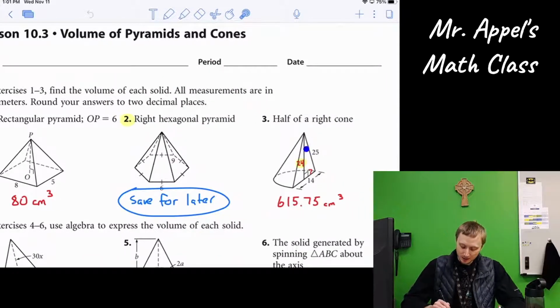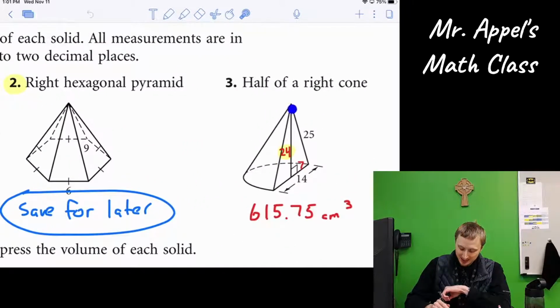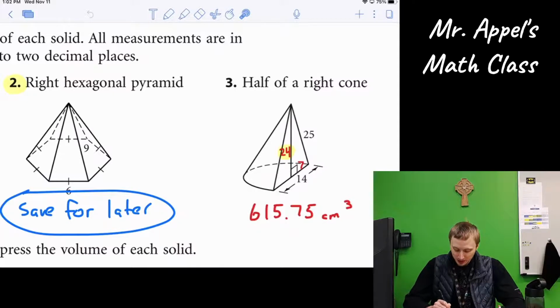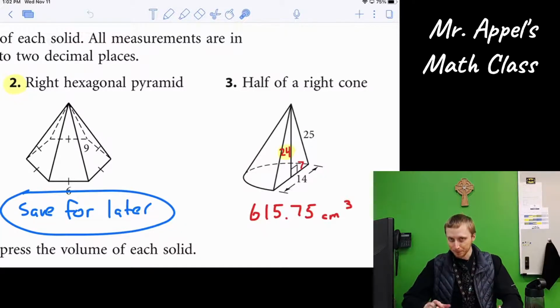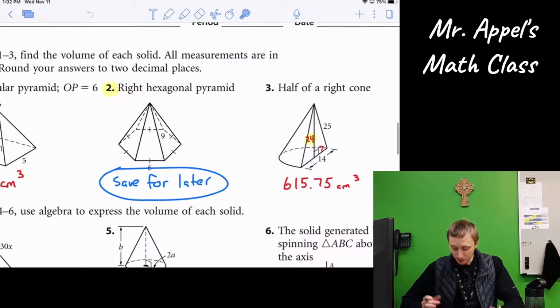3, this is half of a cone, which wouldn't be too bad in and of itself, except they gave you the slant height, not the actual height. So once again, Pythagorean Theorem to the rescue to find that, which should have been a 24, and you can solve the rest from there with the cone formula, and then divide by 2.